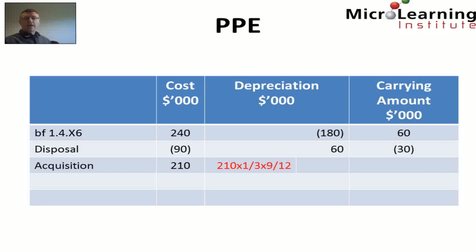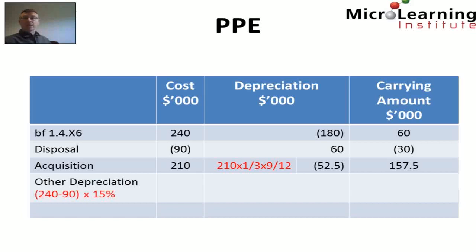And of course this piece of plant was acquired on the 1st of July X6. Now the 1st of July X6 is 3 months into the year, so there's 9 months of depreciation to be charged. The useful economic life is 3 years, so again we calculate the depreciation with respect to the cost of the piece of property, plant and equipment of $210,000. So the depreciation relevant to the acquired piece of equipment is $52,500, leaving us with a carrying amount in relation to the acquired piece of equipment of $157,500.